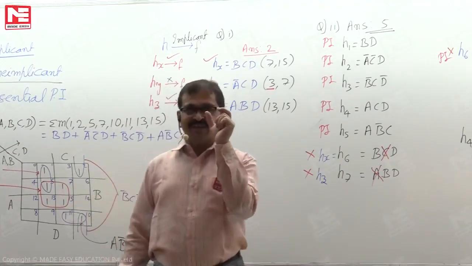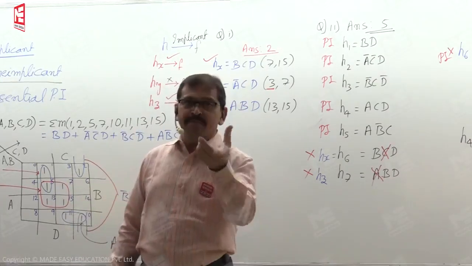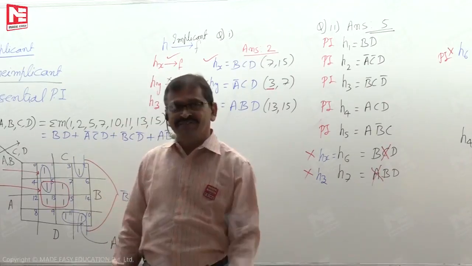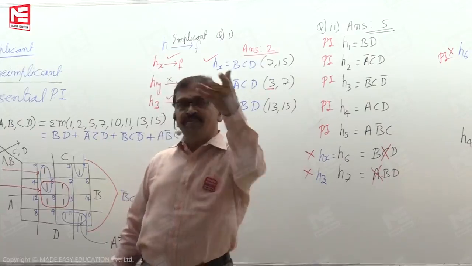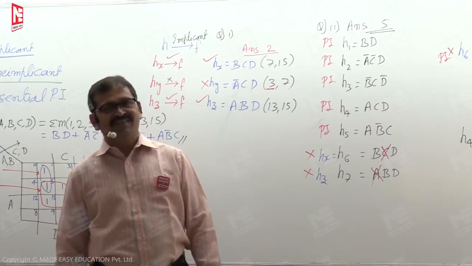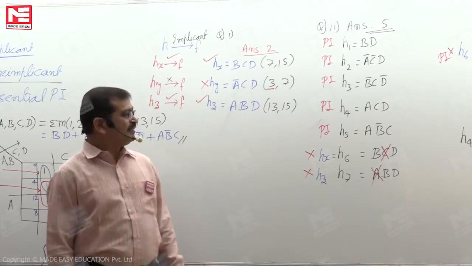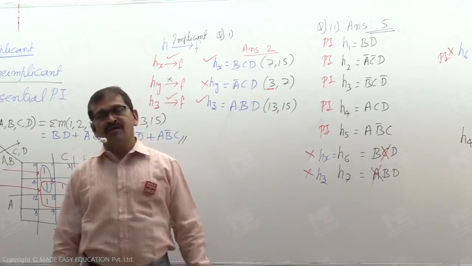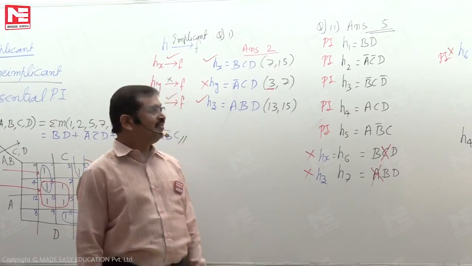Hence, the conclusion is: every implicant may not be a prime implicant, but every prime implicant is definitely an implicant. It is the conclusion. Here our question is limited to identifying, from the given product list, how many products are the prime implicants.